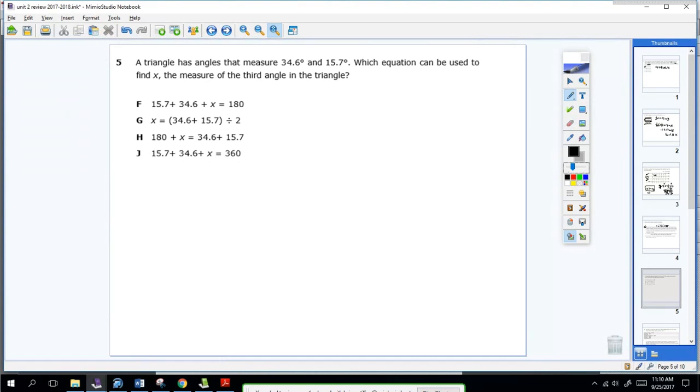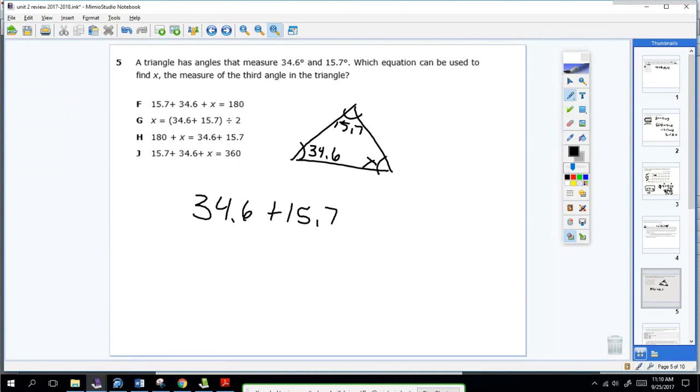A triangle has angles that measure 34.6 degrees and 15.7 degrees. Which equation can be used to find x? Well, I have a triangle. I have 34.6 here. I have 15.7 here. And then I have x. Well, all three angles of a triangle have to add up to 180. So I'm going to take my first measurement, 34.6, add the 15.7 to that, then add my missing angle, which has to equal a total of 180. So there's my angle, there's my other one, plus x equals 180. So F is correct. Let's eliminate G.